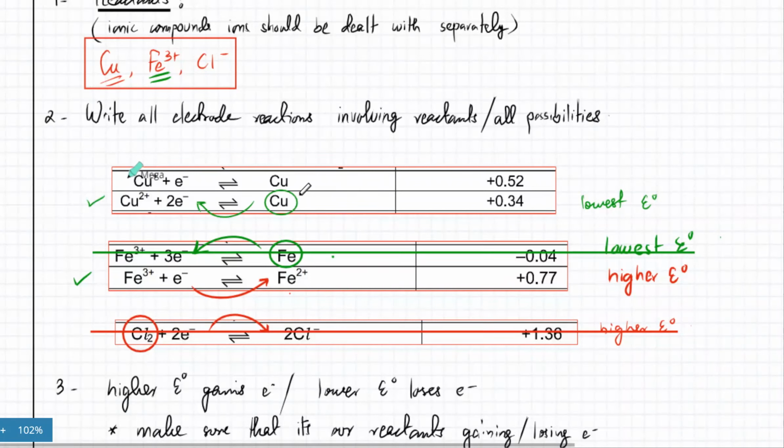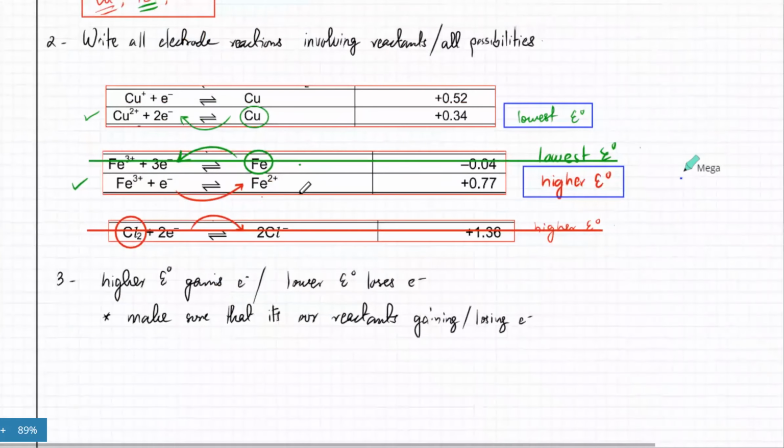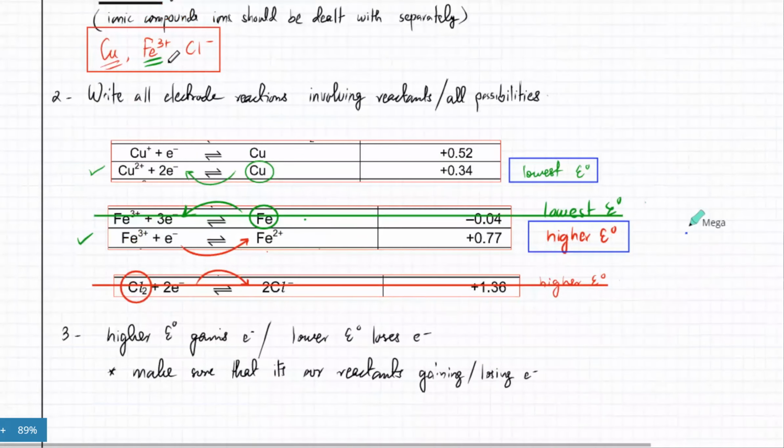So I've selected my highest E naught, and I've selected my lowest E naught. This came out to be my lowest E naught. This came out to be the one that gains electrons, and that came out to be the one that loses electrons. And so when you're selecting, write down all possible reactions, and you also have to ignore those reactions where you don't have the reactants. It should be any one of the species out of these 3 that must be gaining or losing electrons.